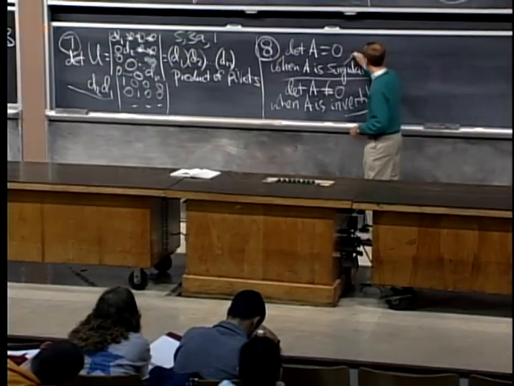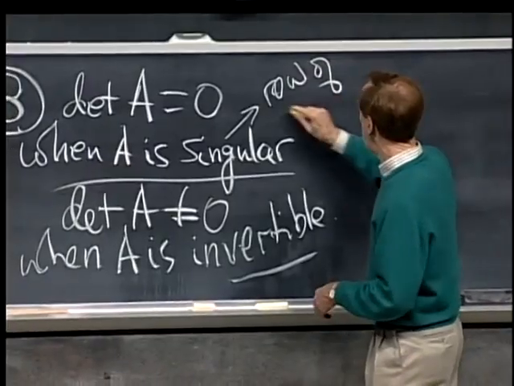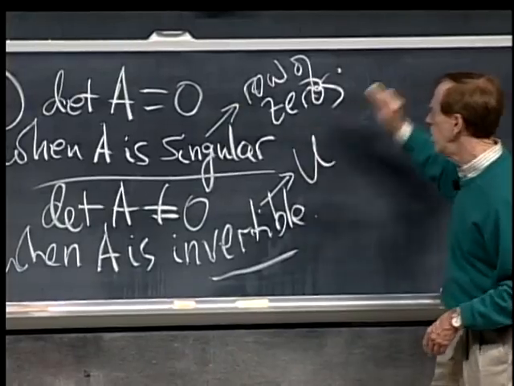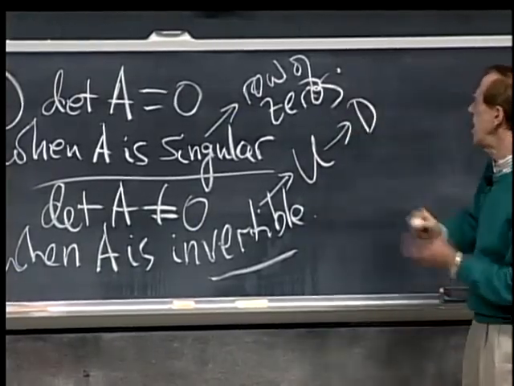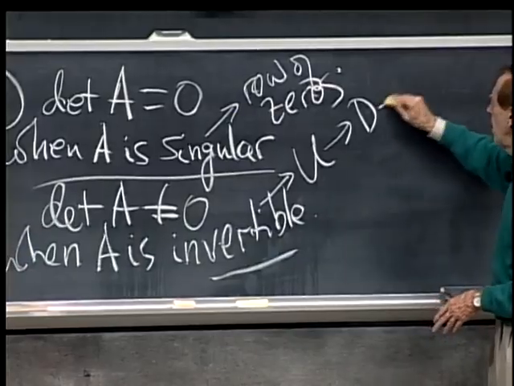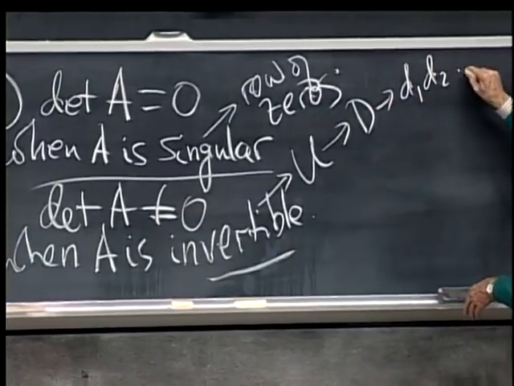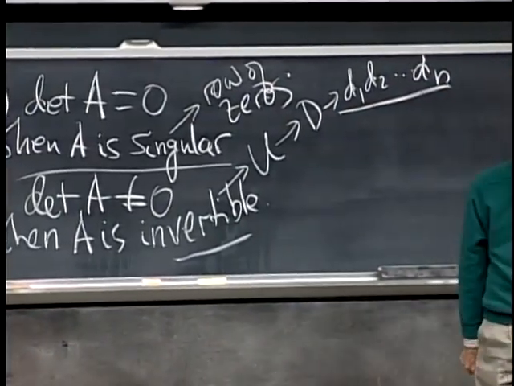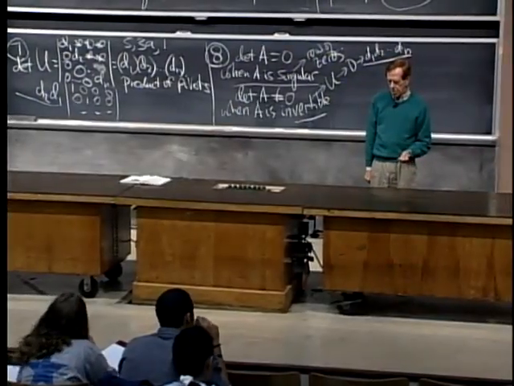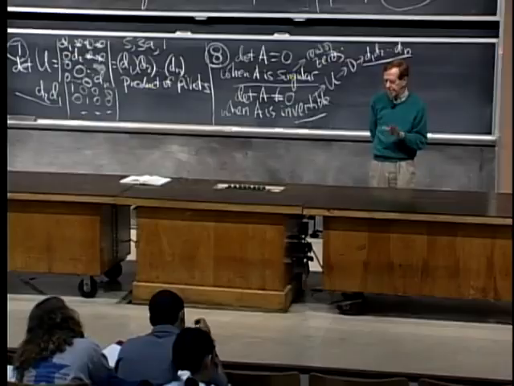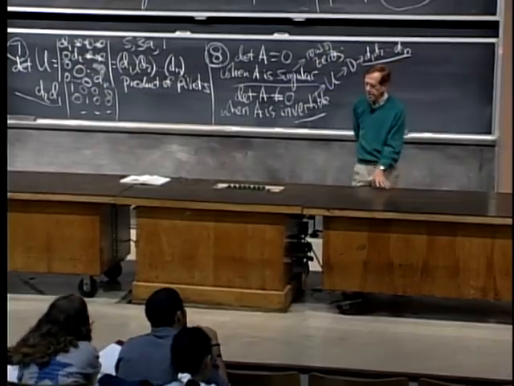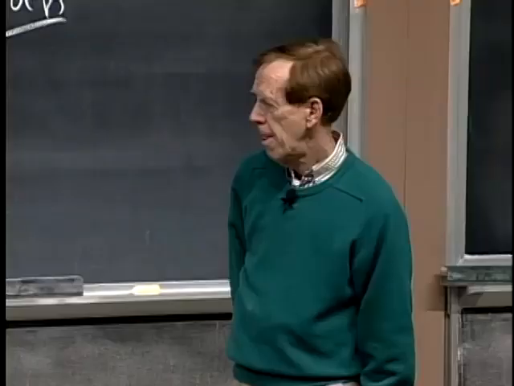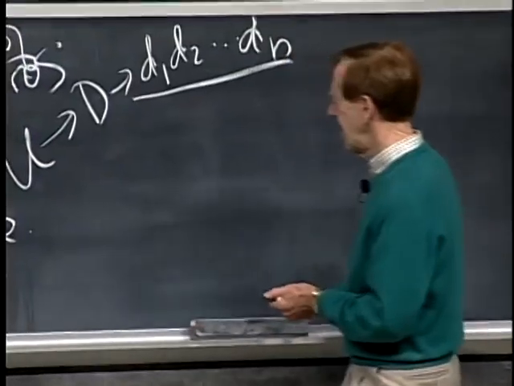If it's singular, I go to a row of zeros. If it's invertible, I go to U, and then to the diagonal D, and then to D1, D2, up to Dn as the formula. So we have a formula now. We have a formula for the determinant, and it's actually a very much more practical formula than the AD minus BC formula. Is it correct? I maybe should just check that.